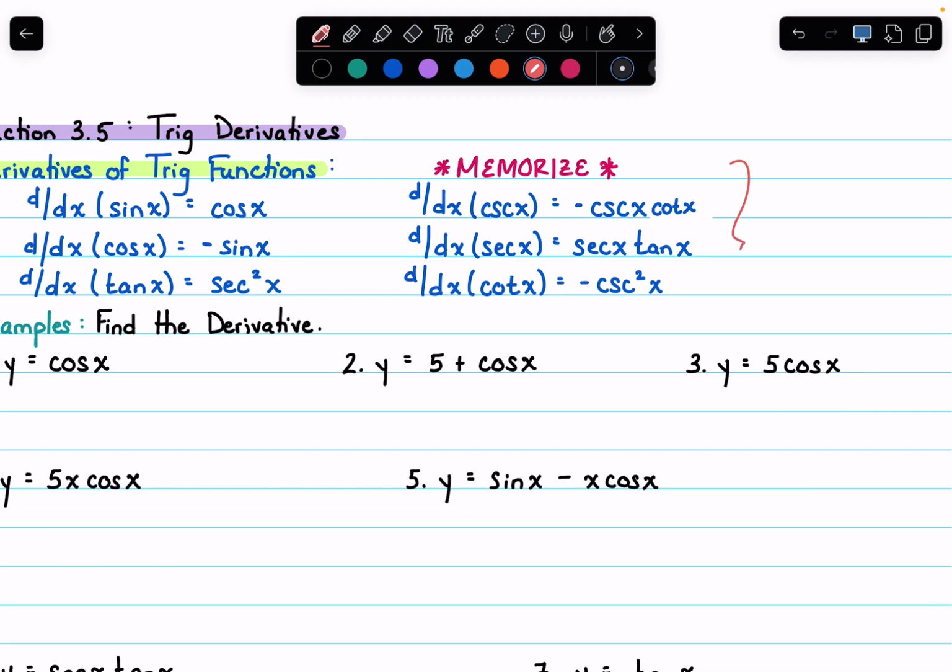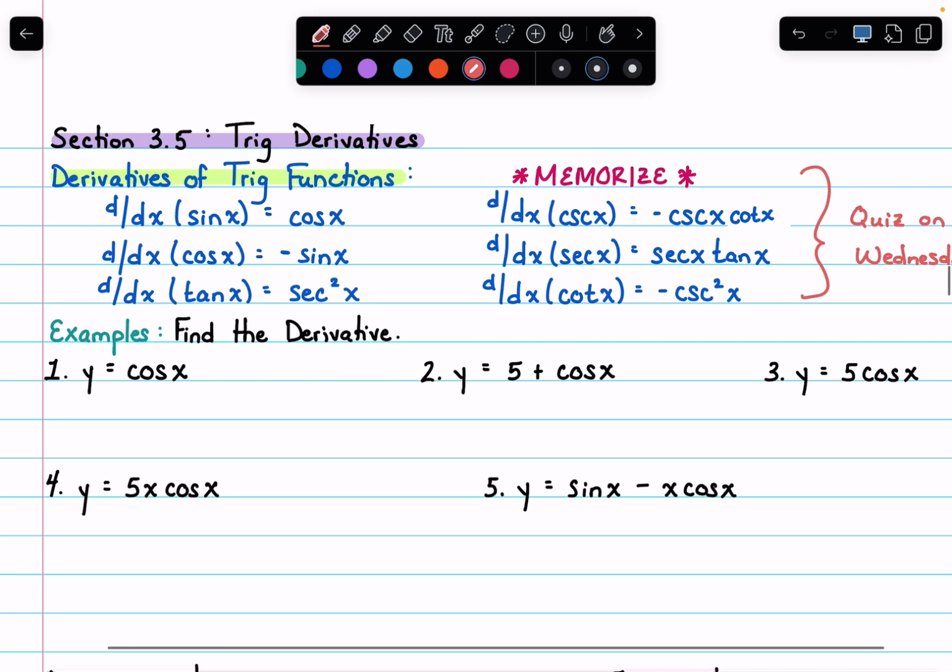And when we get to class on Wednesday, you're going to have a quiz on this. Quiz on Wednesday of your trig derivatives. Just tell me, you'll have 6 blanks, and you'll just tell me the derivatives of each of those. That's it. That's all you got to do. Okay?